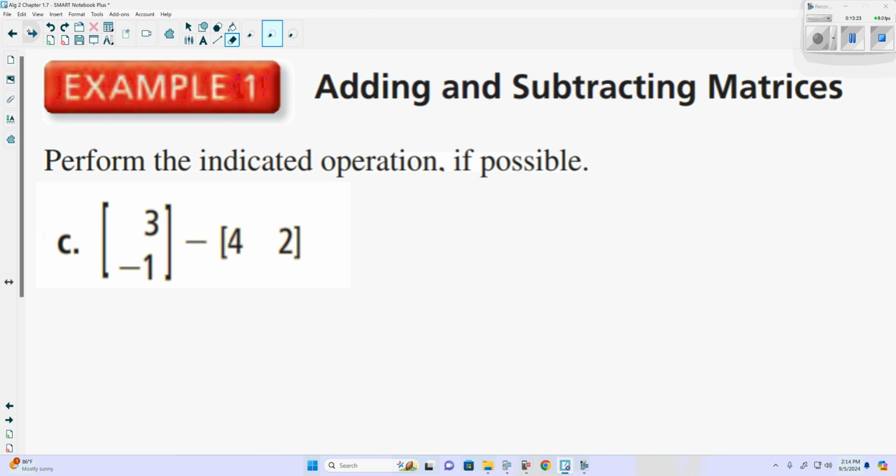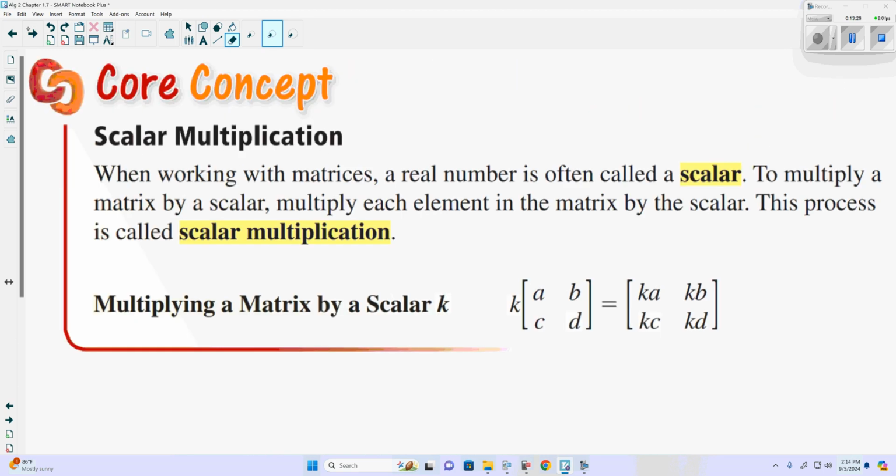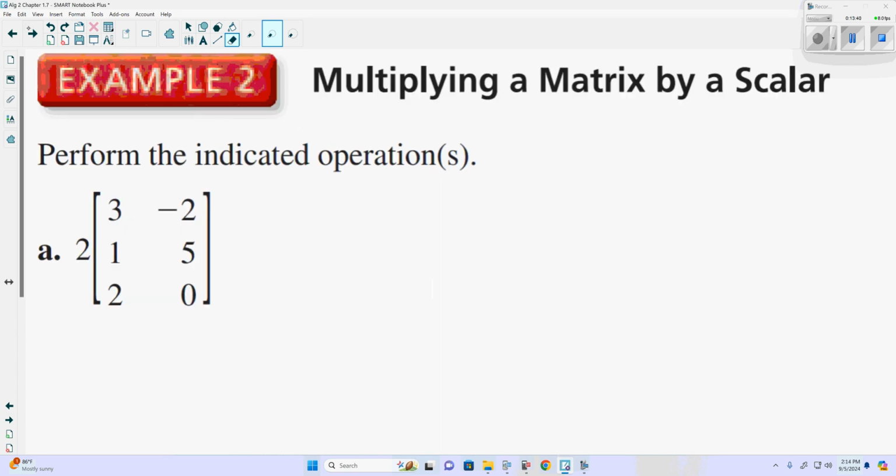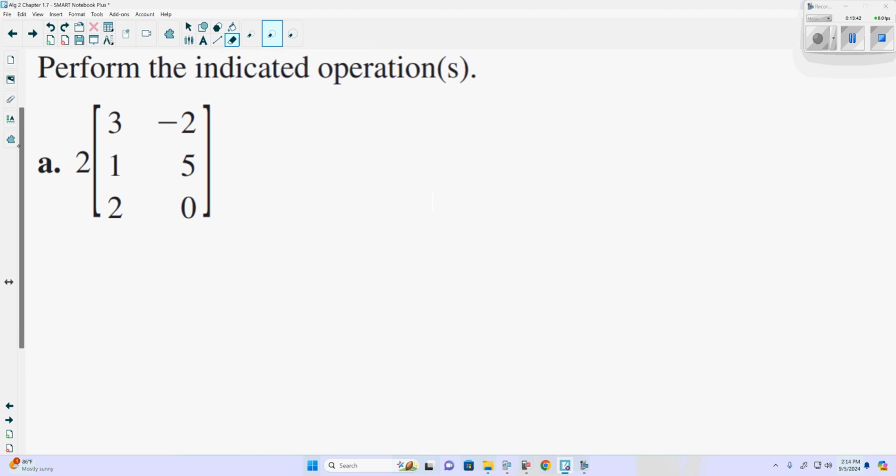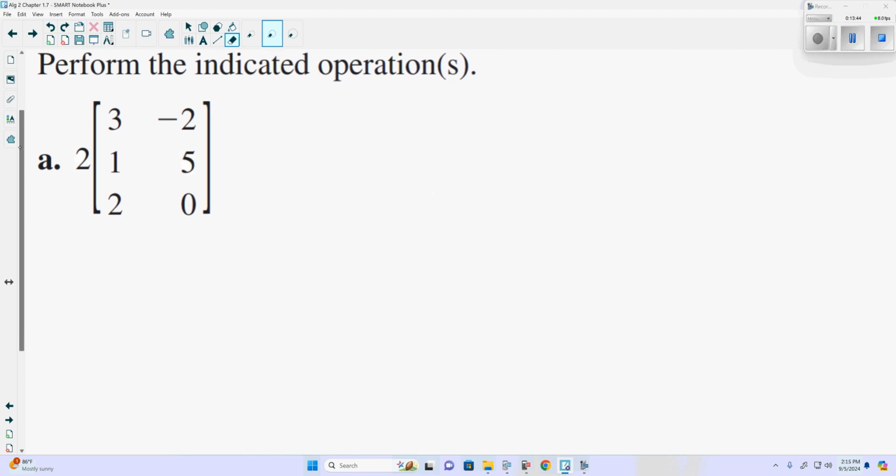All right. If we feel good, we'll move on to scalar multiplication. Multiplying a matrix by a real number is often called scalar multiplication, and if we multiply a scalar with a matrix, it's called scalar multiplication. Now we have that definition, but I think it's a little easier to understand if we look at an actual example, yes? So we have 2 times this matrix. We're going to scale everything up by a factor of 2.